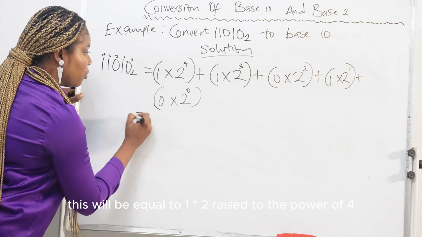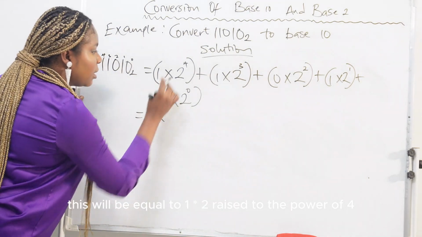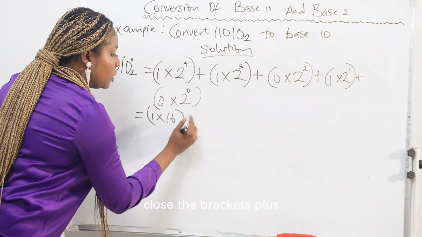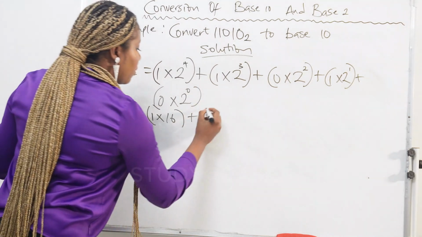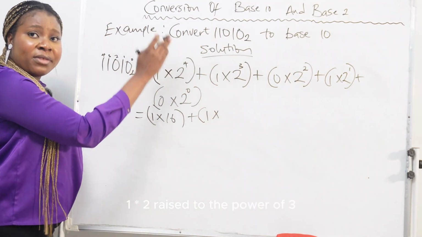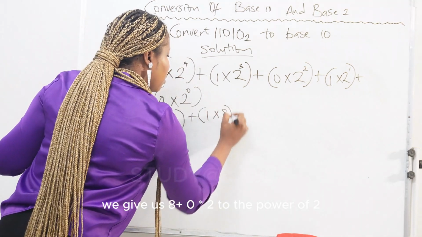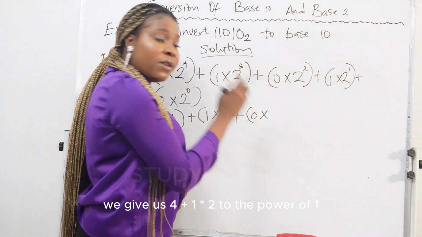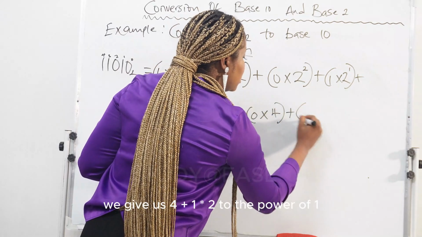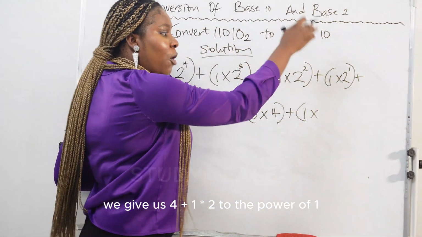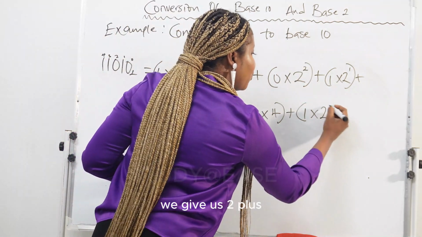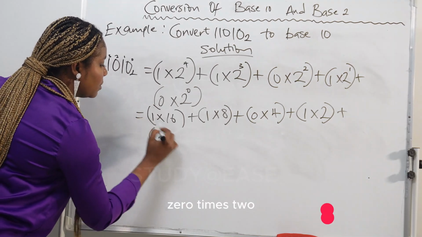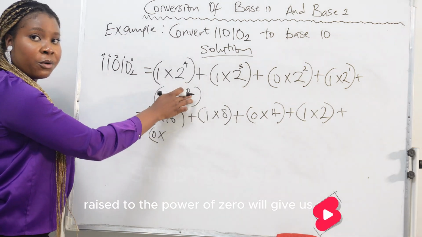Now this will be equal to 1 times 2 raised to the power of 4 will give us 16, plus 1 times 2 raised to the power of 3 will give us 8, plus 0 times 2 raised to the power of 2 will give us 0, plus 1 times 2 raised to the power of 1 will give us 2, plus 0 times 2 raised to the power of 0 will give us 0.